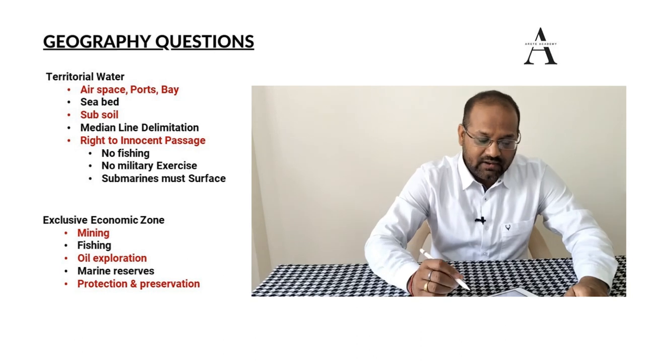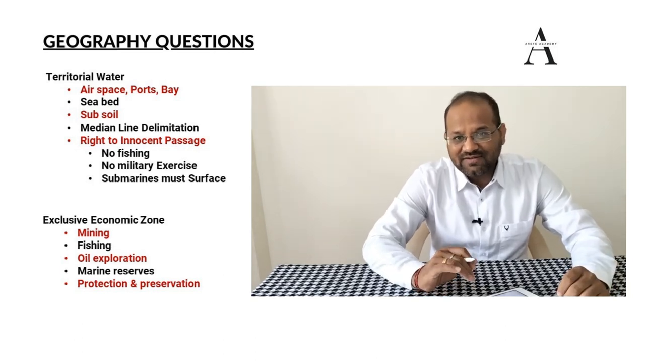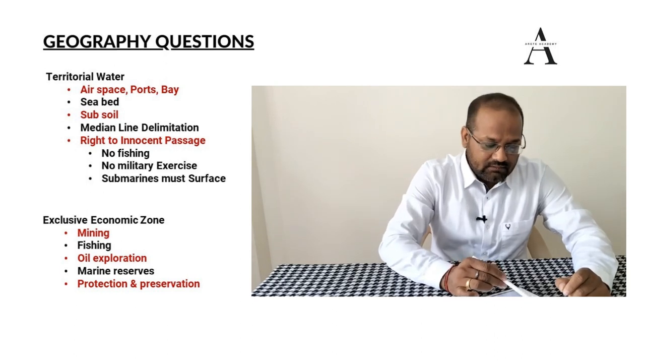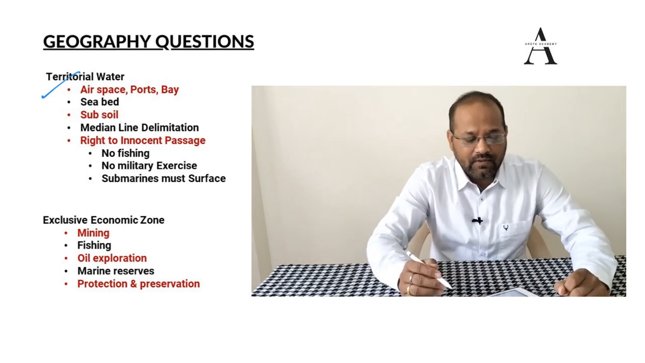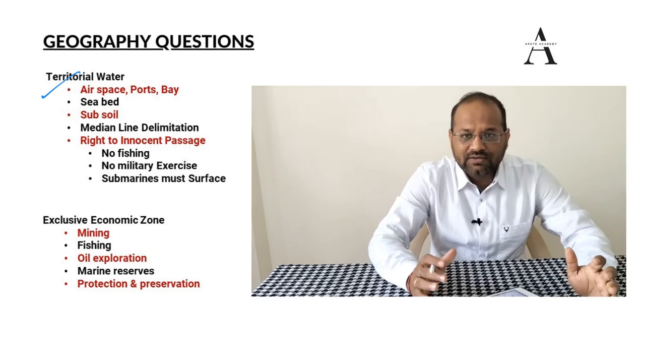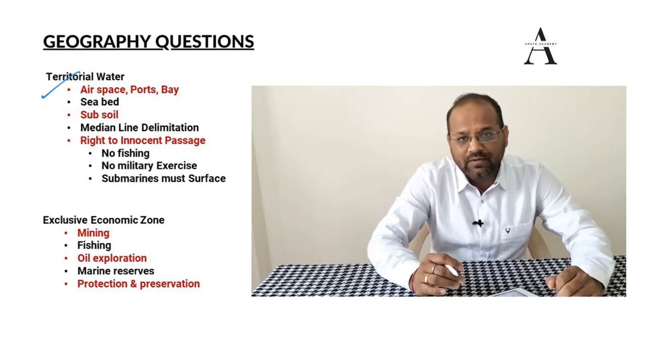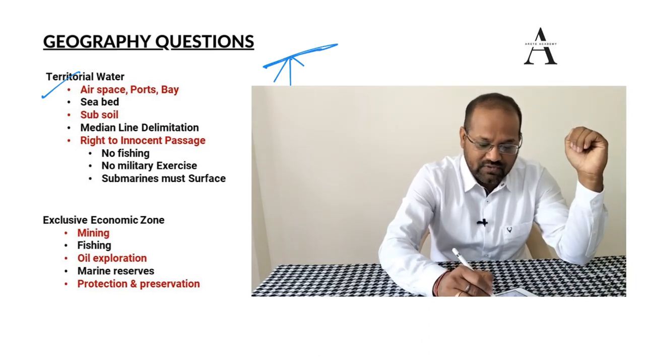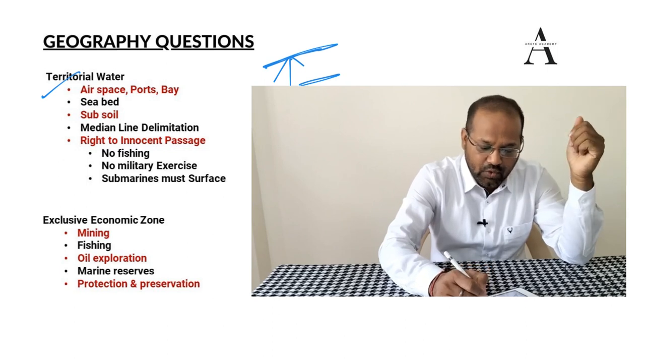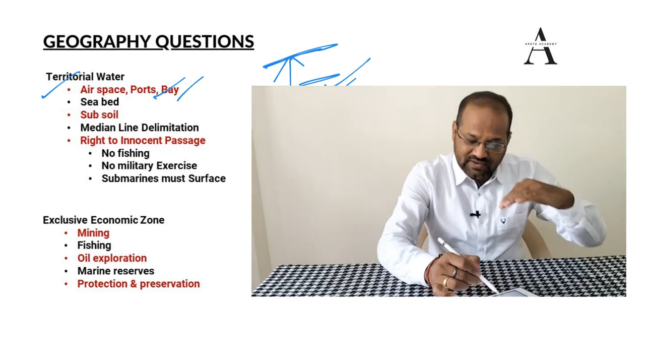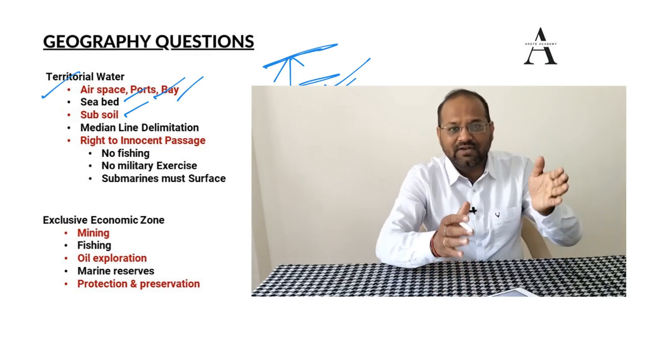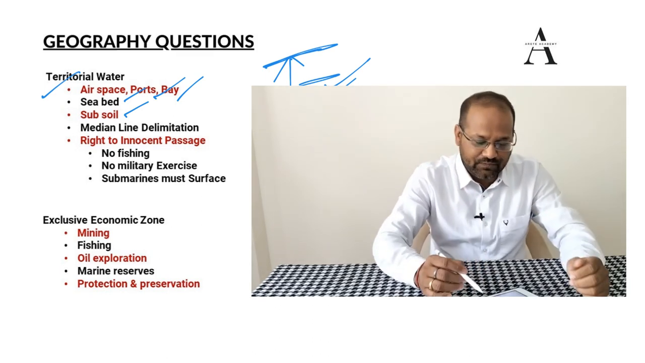Now let's have a look at the different zones, what activities are allowed and what are not allowed. First let's discuss territorial water. In territorial water, the country will have exclusive sovereignty. Let's understand it with the vertical division: the airspace, then on the terrestrial level the ports and bays, then the subsoil, and next the seabed. So vertically the country will have exclusive sovereignty over these spaces.